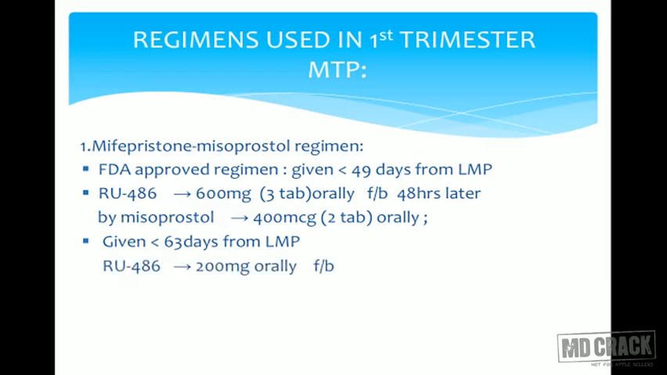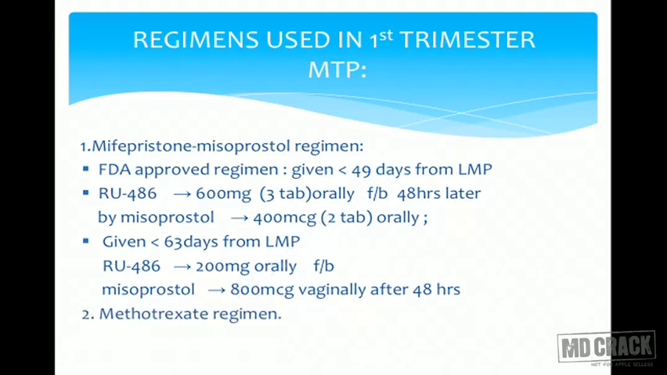Now the second regimen, which is given till 63 days of pregnancy, that means 9 weeks from LMP: RU486, 200 milligram orally, followed by misoprostol 800 mcg, that means 4 tablets, to be given vaginally after 48 hours. It can also be given orally, but the vaginal route is preferred. Methotrexate can also be used, but it's not practically very convenient to use. So the practical use of mifepristone and misoprostol is much commoner.